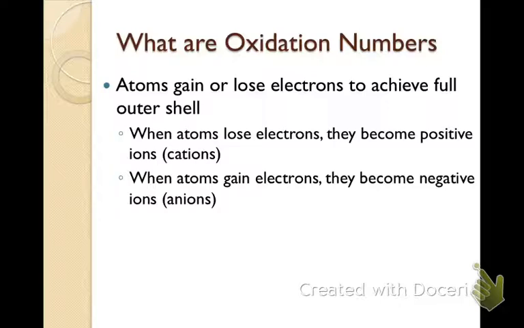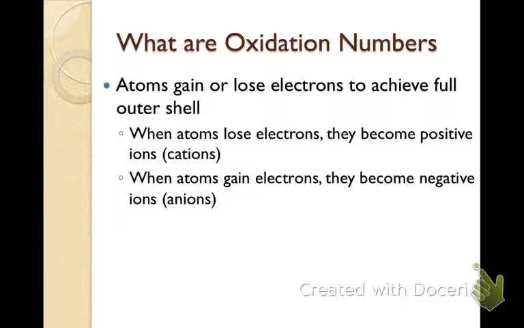So they can gain or lose electrons, and we call them the oxidation numbers. So when atoms lose electrons, they become positive. We call those cations. When atoms gain electrons, they become more negative. And the reason for that is electrons are negative, right? So if you gain more negative charges, they should become more negative. If you lose negative charges, they become more positive.